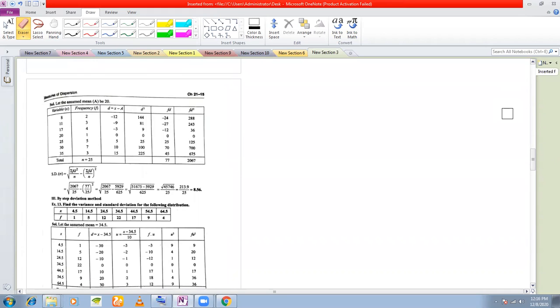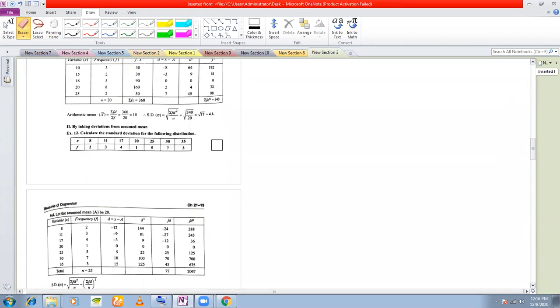Let us take this example. This question is, find the SD from the following observations. Find the SD from the following observations. And what are the observations here? This table is given to you.